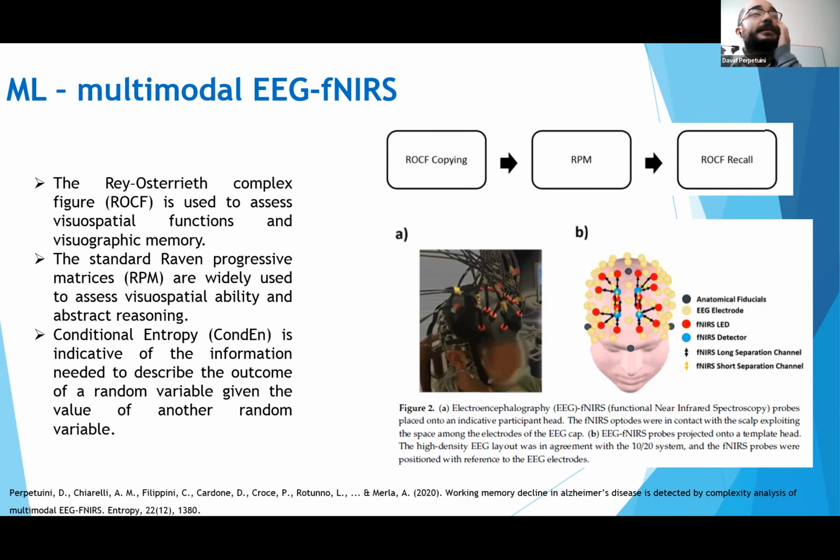In order to assess the brain activity, we also used the sample entropy of the fNIRS and EEG signal, but we also wanted to explore the neurovascular coupling between the electrical and the hemodynamic activities. So we also used the conditional entropy, which is indicative of the information needed to describe the outcome of a random variable given the value of another random variable.